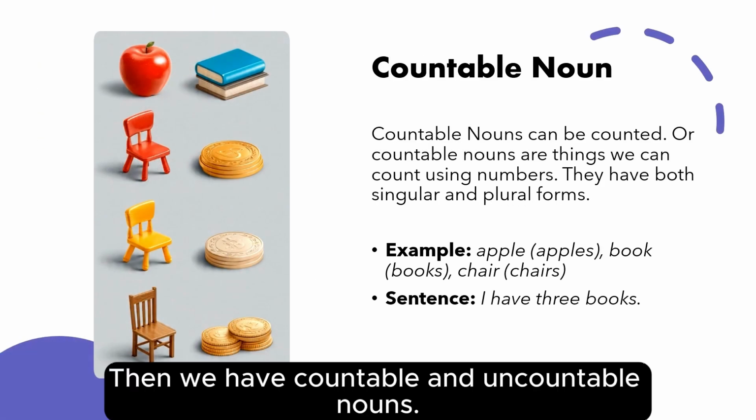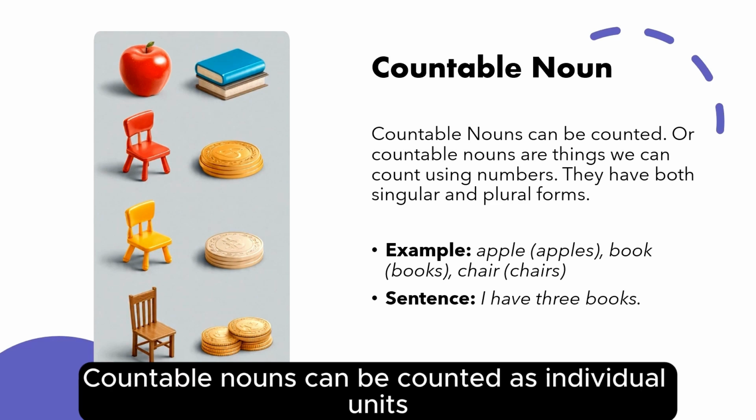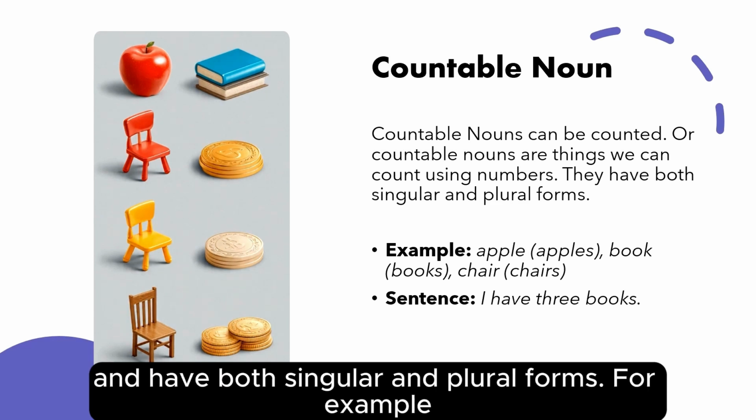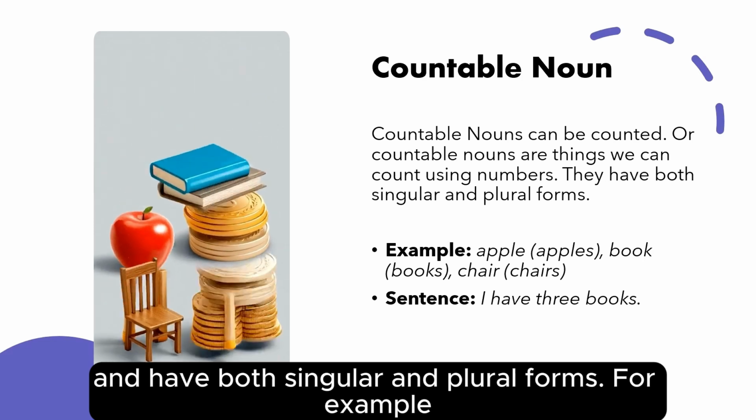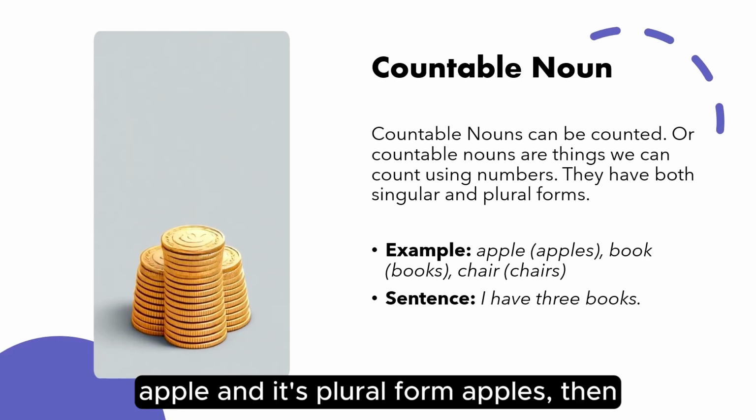Then we have countable and uncountable nouns. Countable nouns can be counted as individual units and have both singular and plural forms. For example, apple and its plural form apples. Then book, its plural form books, and so on.